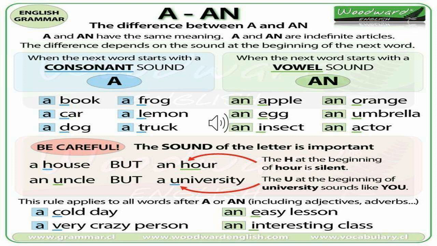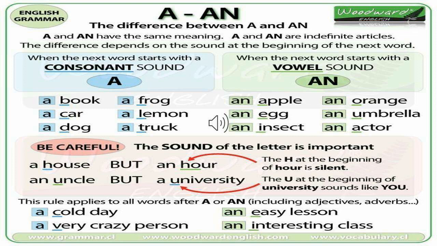Dear children, we have vowel letters and consonant letters. A, E, I, O, U are vowel letters, and the rest of the letters are called consonant letters. In this slide you can see the difference between "a" and "an". No doubt they have the same meaning, they are indefinite articles, but the difference depends on the sound at the beginning of the next word.